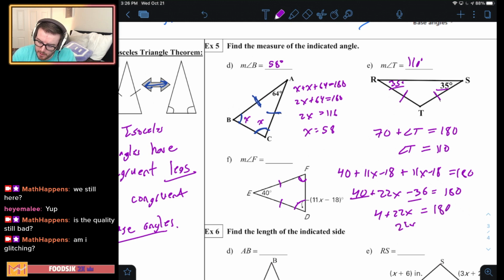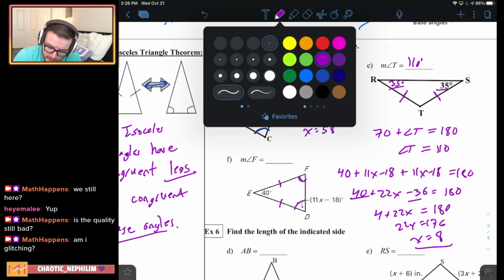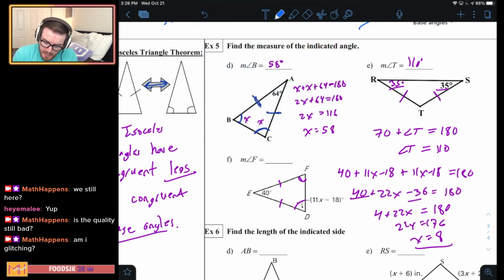Subtract the 4, you get 176, and 176 divided by 22 is 8. So x is 8. But it looks like it didn't ask us for x, it asked us for angle F. Well, just plug it in, and you'll get it. So 11 times 8 minus 18 is 70.